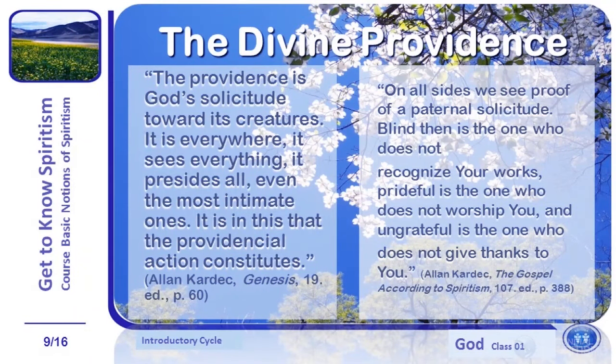Allan Kardec, again, in the Gospel According to Spiritism, says, on all sides we see proof of a paternal solicitude. Blind, then, is the one who does not recognize your works. Prideful is the one who does not worship you. And ungrateful is the one who does not give thanks to you. This is a prayer in the Gospel According to Spiritism, about worshiping God, recognizing that God is in charge. We are just children of God, but a superior being is in charge of everything.